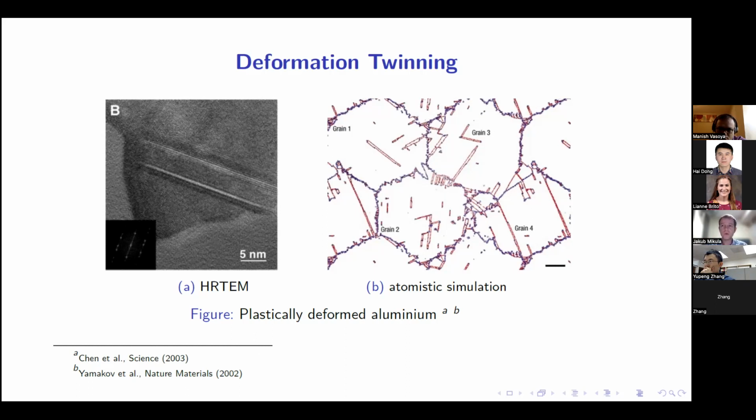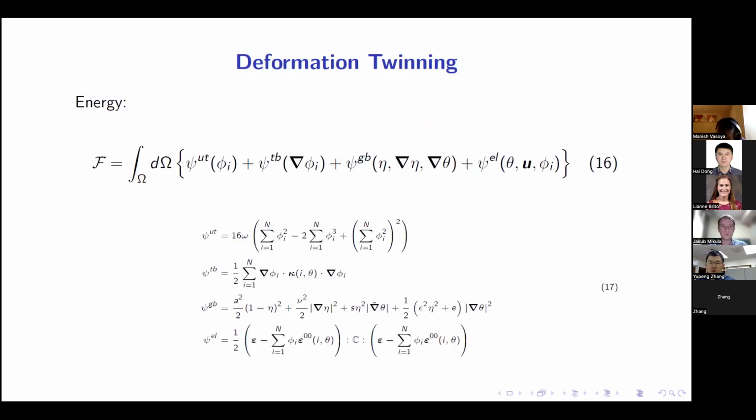So we continue with the framework that we already developed, but now we introduce the deformation twinning mechanism taking place within the grains and then letting grain boundaries evolve simultaneously with the deformation twinning. And grain rotation, of course, may be there as well. So we established the total energy functional as we did before.